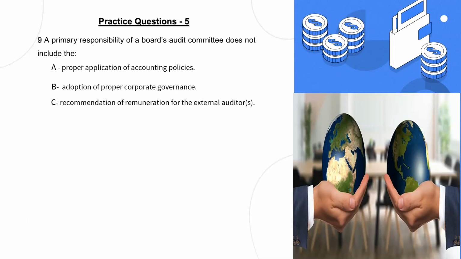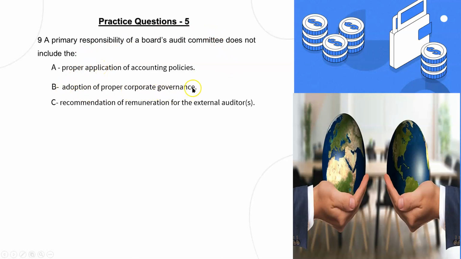9. A primary responsibility of the board audit committee does not. It is not about what is their responsibility. What is not their responsibility? The word not is very important. Be careful when answering such questions. Proper application of accounting policy. Definitely the audit committee does not apply the policies. They might set certain policy, but they don't apply it. Management on the ground, they apply it.